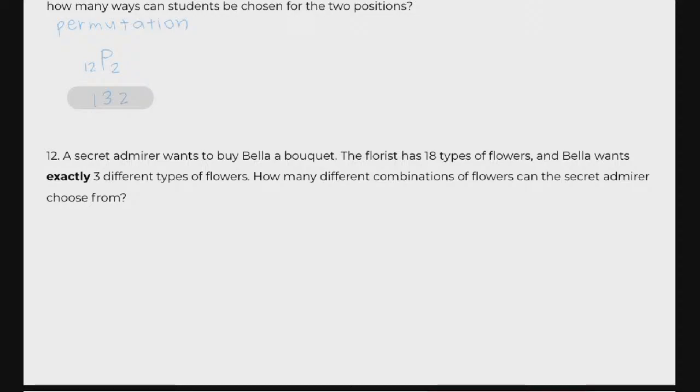So in this case, it doesn't really matter what order they pick the flowers. They could pick like daisies and then roses and then sunflowers or any mixture of those. So this is going to be a combination. So we're going to have a C in the middle, and there are 18 options of flowers, and we want to choose exactly 3. So the setup would be 18C3, and you would get 816.